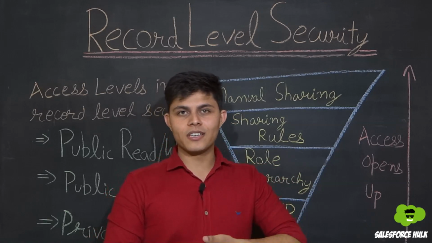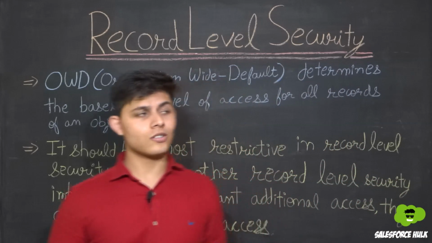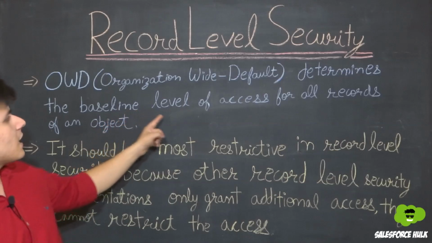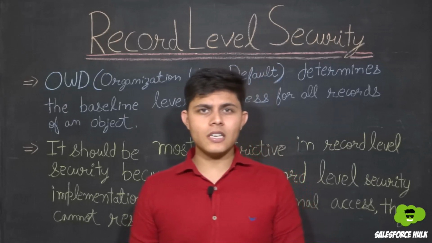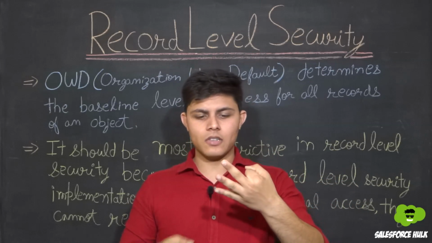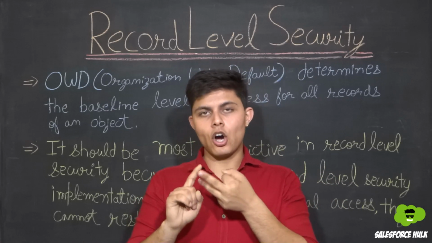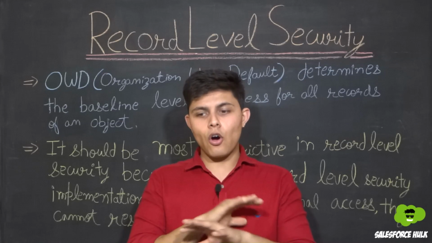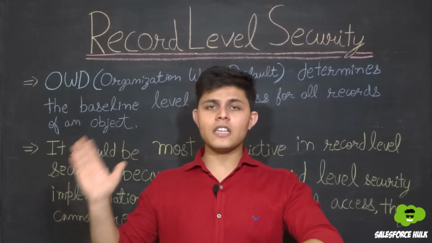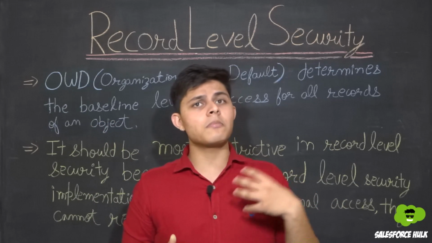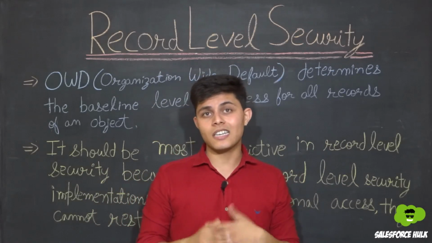Now let's begin with OWD. OWD, organization wide default, or we say it as organization wide sharing settings also, determines the baseline level of access for all records of an object. Yes, so in OWD we set one of the three access levels that I have told you right now only: public read only, public read write, or private. And this is set for all the users in your organization. What that means is that you are setting the baseline level of access which every single user of your organization should have on that particular object's record. So this is what OWD, or organization wide default, is basically used for.